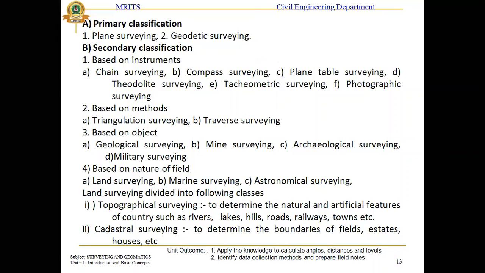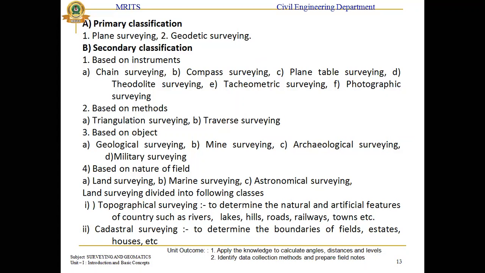Secondary classification: compass survey, plane table survey, theodolite survey, tachometric survey, photogrammetric survey. There are 5 or 6 types. Based on methods: triangulation method and traversing method. Next, based upon the object: geological survey, mining survey, archaeological survey, and military survey. Next, based upon the nature of the field: land survey, mining survey, and different types.